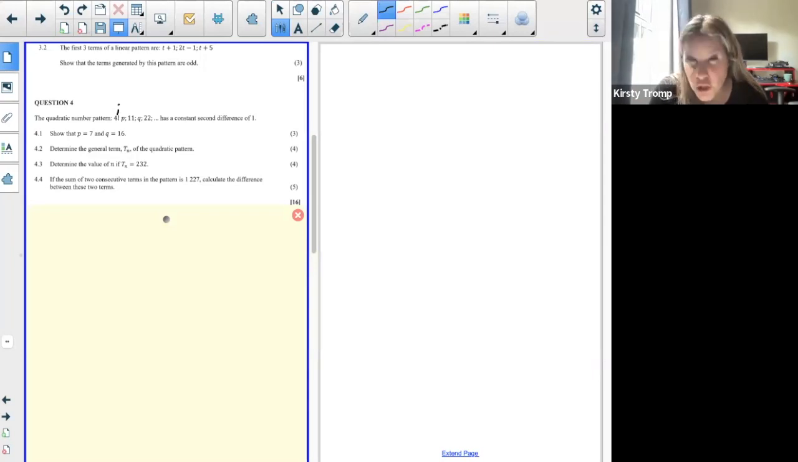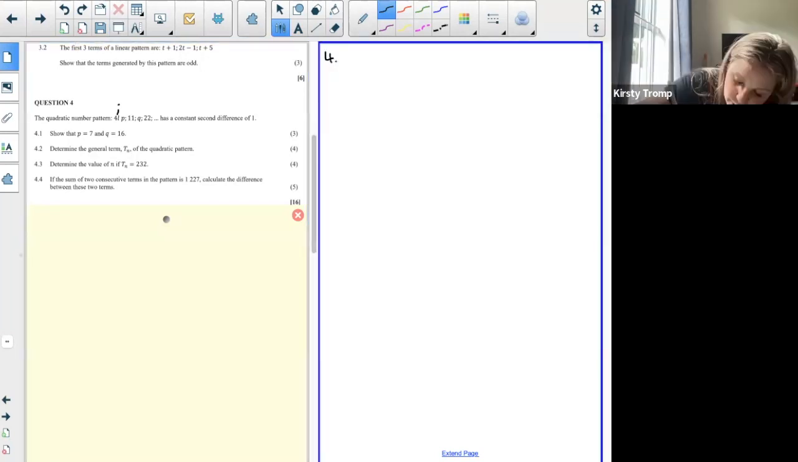What does a quadratic pattern mean? It means there's more than one difference. You're going to have a first difference and a second difference. You were taught this in grade 11. It's new grade 11 work, beautiful grade 11 work, that you can learn how to do in steps and sequences. Once you learn how to do it one way, keep that way, because you're going to practice it that way from now onwards. For 4.1, they say to you, show that P equals 7 and Q equals 16.